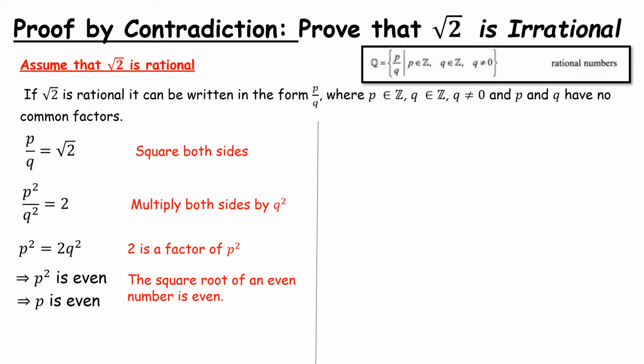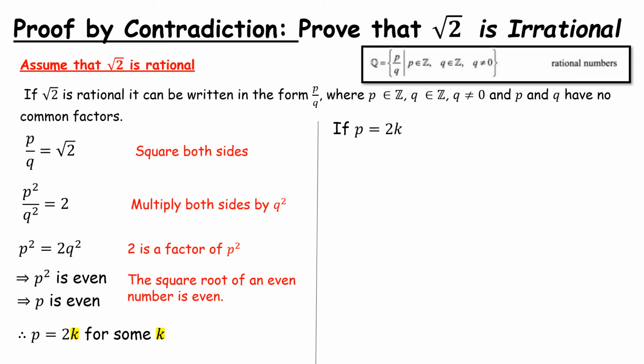So what we're going to do is, now that we know that P is even, we're going to rewrite it to show that factor of 2. So we're going to write this as P is equal to 2K for some K. So because P is even, it can be written as 2 times some number. So we're merely splitting it into its factors of 2 and some other number.